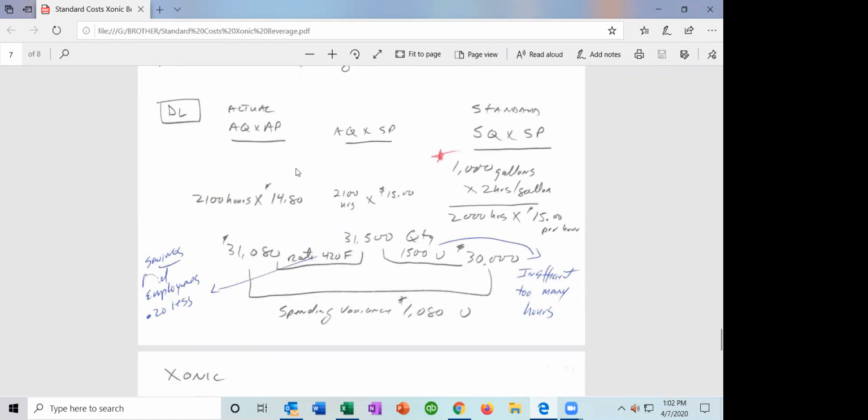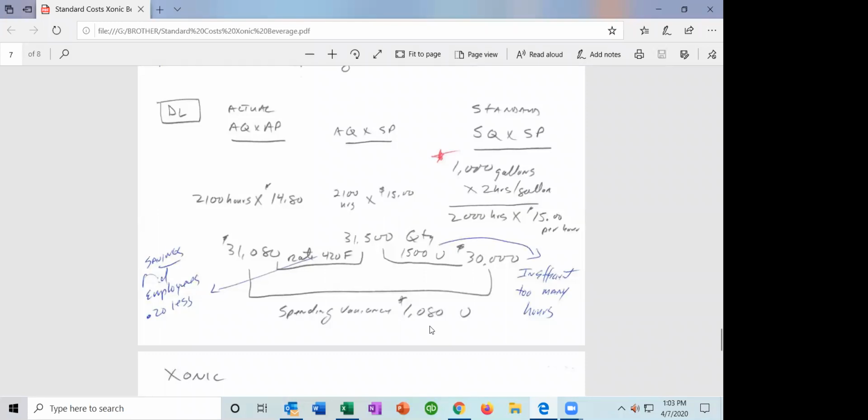The problem told us in the textbook that they used 2,100 hours and they paid their employees $14.80. They spent $31,080 on labor. Overall variance, right? The difference between the standard and the actual, 1,080, too much, unfavorable. So again, of the $3,000 variance overall, another $1,000 of it is a result of direct labor.